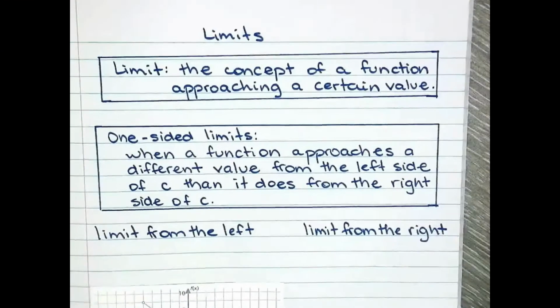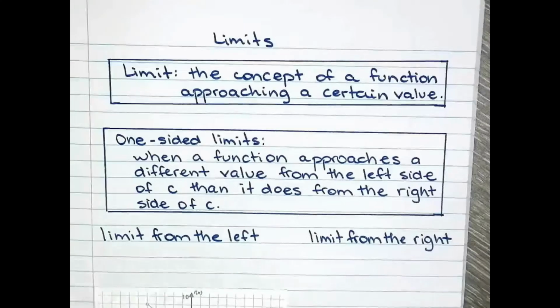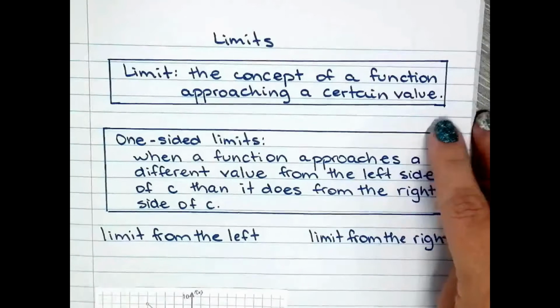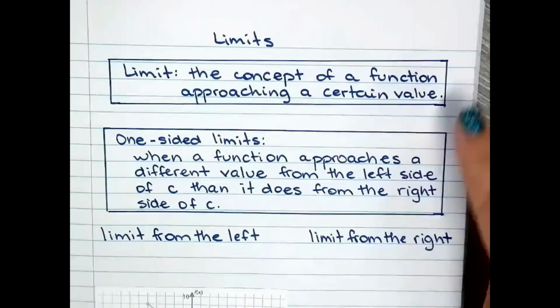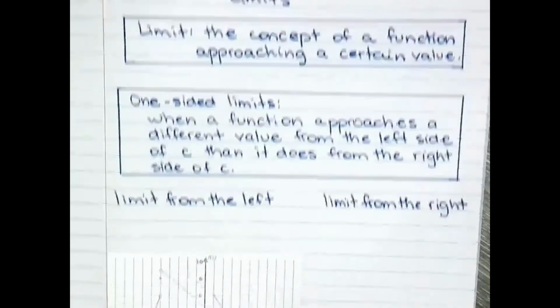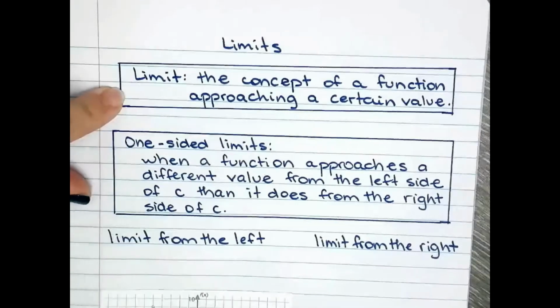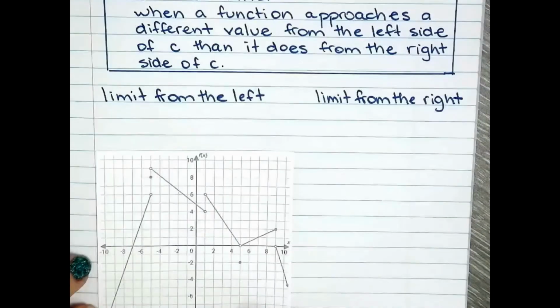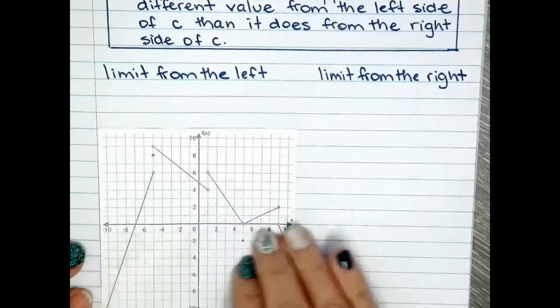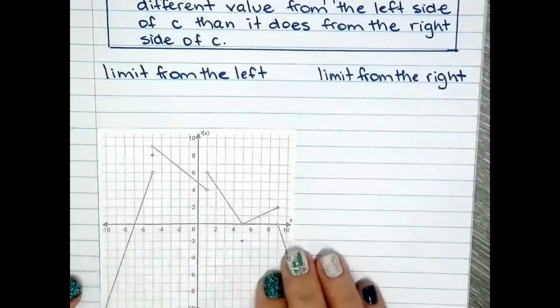Hi guys. Today we will talk about limits and what they are, and we have three main topics: what a limit is, one-sided limits, and two-sided limits, and what they look like on a graph. So a limit is the concept of a function approaching a certain value. And this is our example here. We have f of x function.